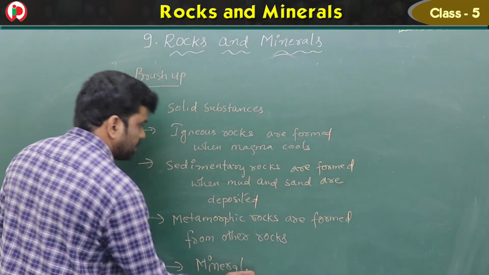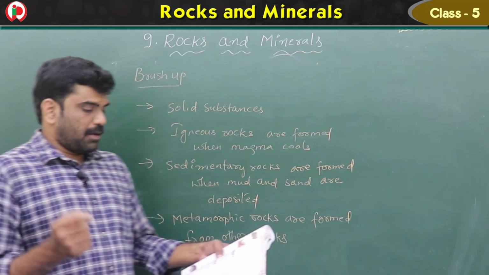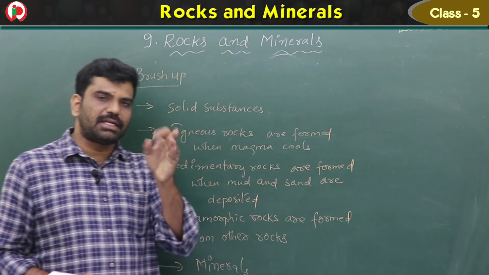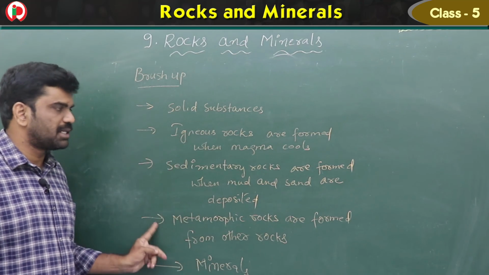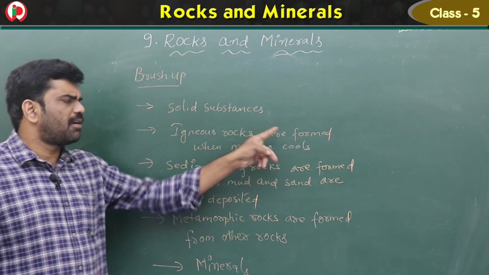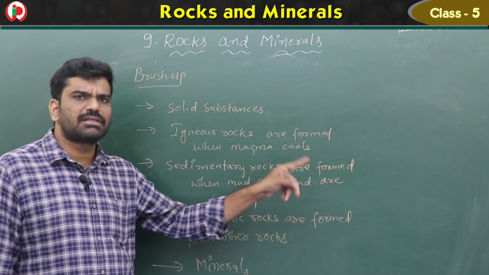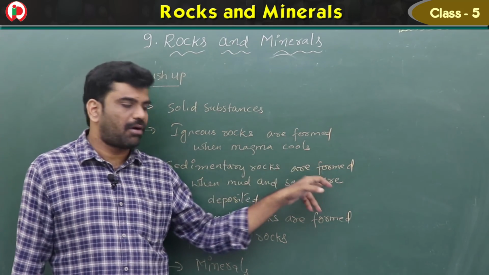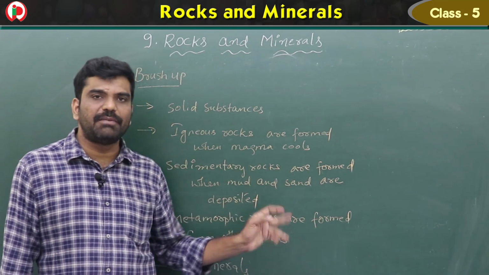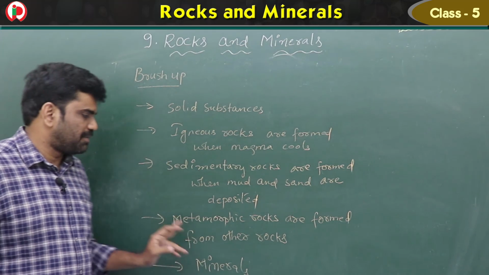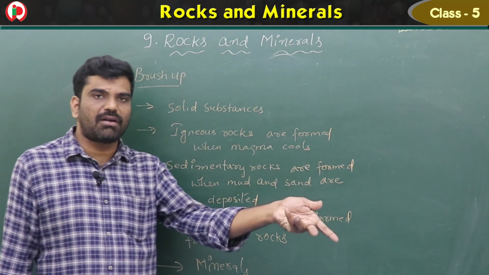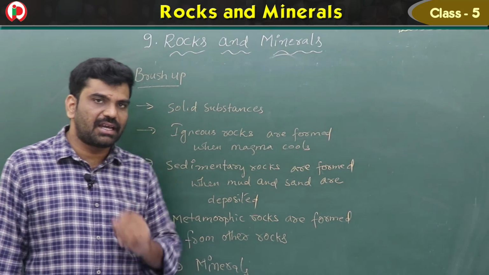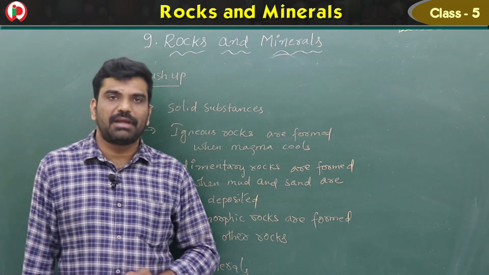So once again I repeat here. Rocks are solid substances found on the surface of the earth. There are three types of rocks: igneous, sedimentary, metamorphic. Igneous rocks are formed when magma cools and solidifies above or below the earth's surface. Sedimentary rocks are formed when mud and sand are deposited in layers. And metamorphic rocks are formed from other rocks that are changed due to heat and pressure, and all rocks are made of minerals.